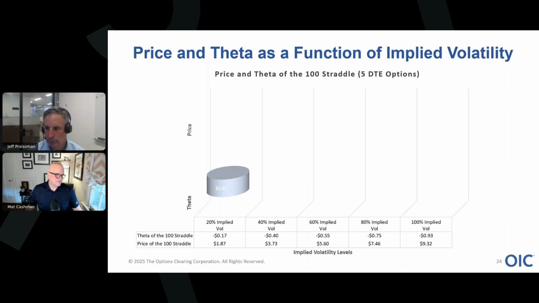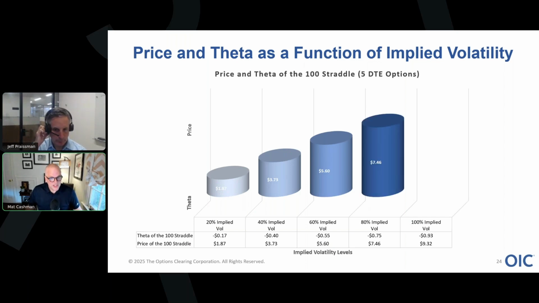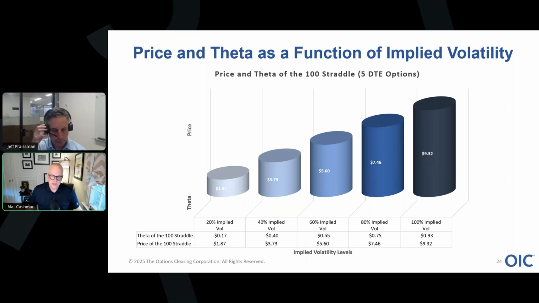5 days to expiration. So $1.87 for the 20 vol. It almost doubles to $3.73 for the 40 vol. The 60 vol gives you a $5.60 straddle. The 80 vol gives you a $7.46 straddle. And the 100 vol gives you a $9.32 straddle. What that means is that as the implied vol goes up, the extrinsic value of those options is going up commensurately with it.